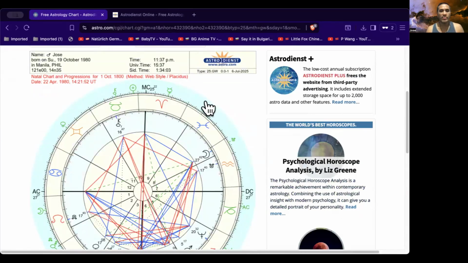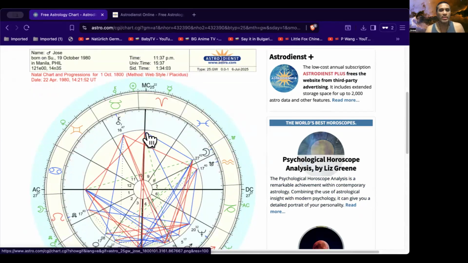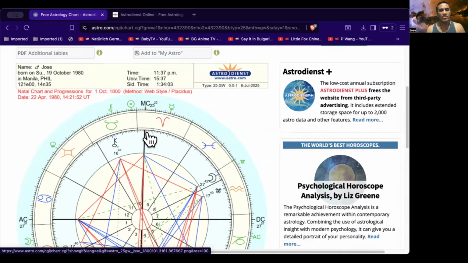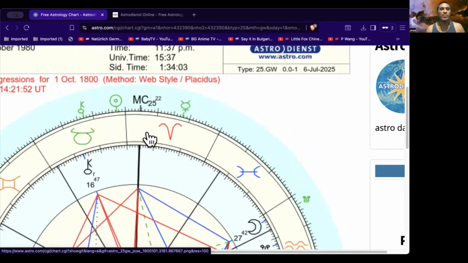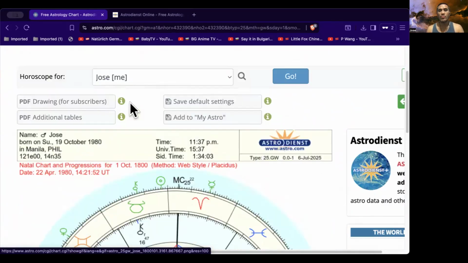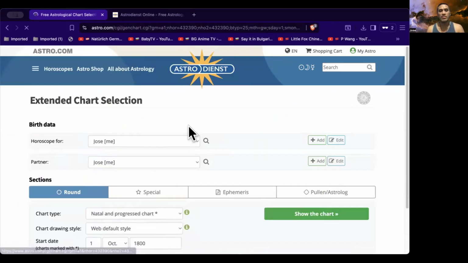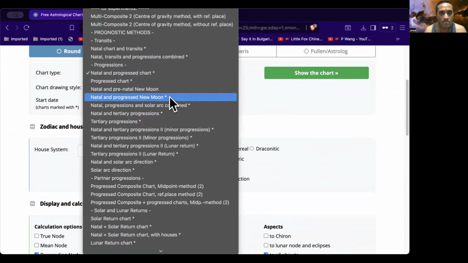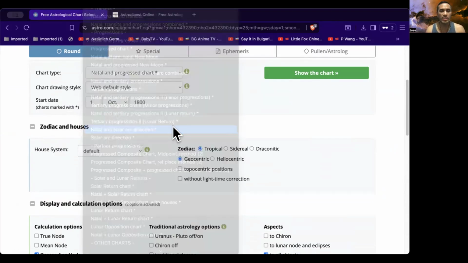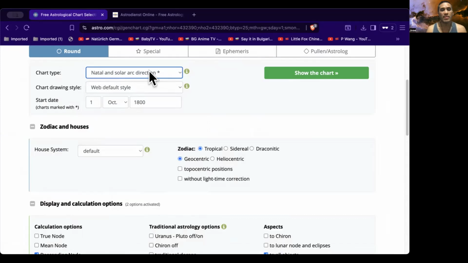It looks kind of weird, right? That means it's pulled back 100 years earlier or more. So this is where you can dictate how much of that has progressed. This is what's called secondary progressions. Apparently, I was also told that you can do the tertiary, the solar arc progression.